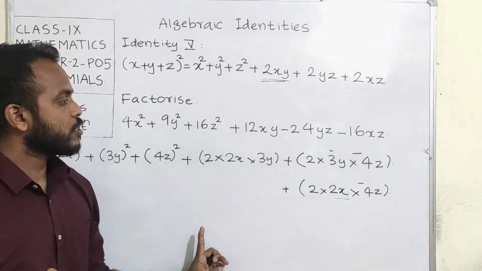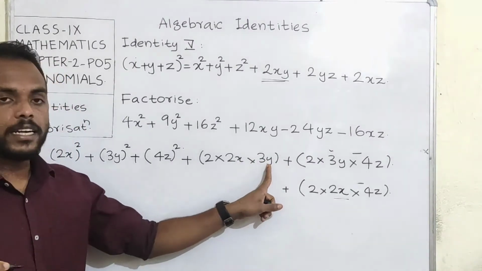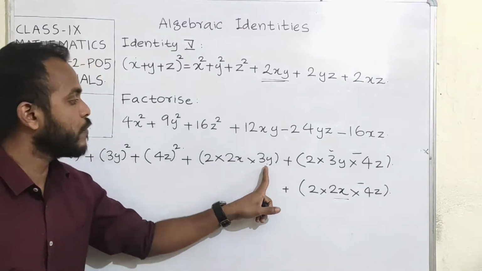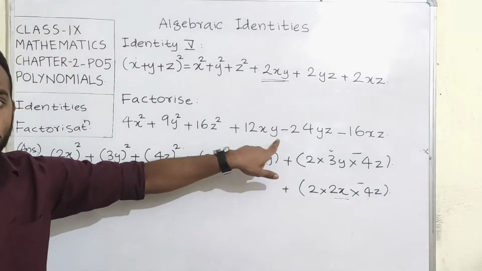So I hope you understood this one. Earlier we have seen that both the first term and second term are positive. Then only you will be getting this whole term as positive, that is plus 12xy.